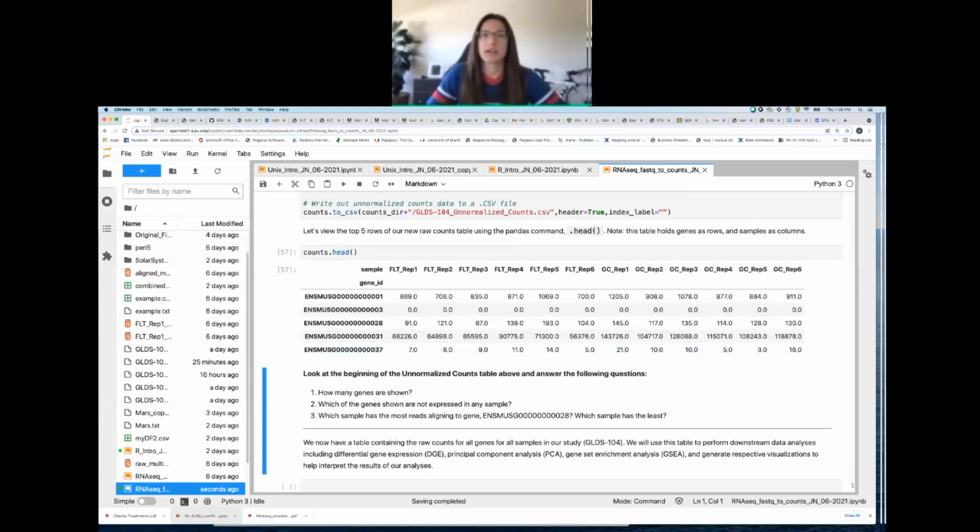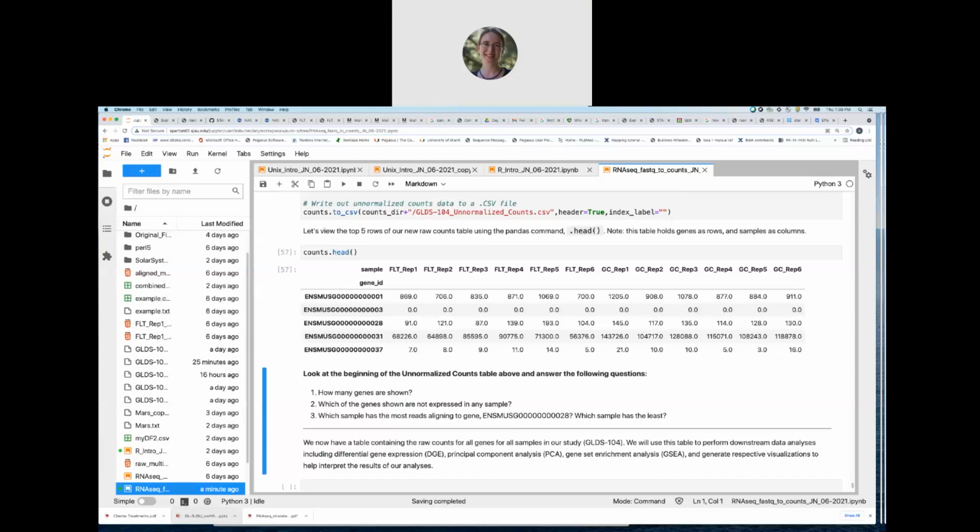let's go ahead and answer these questions. The first question is, how many genes are shown here using the Python head function? What was the command for checking the shape of counts again? What does that mean, the shape of counts? In what language? Number of rows and columns? Oh, that was in R.